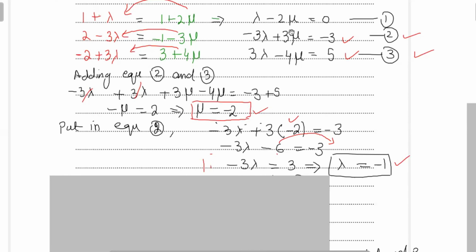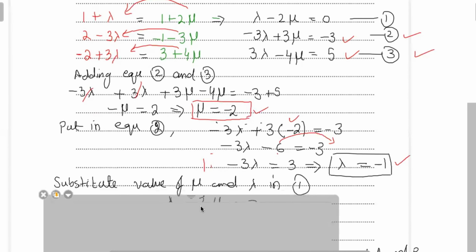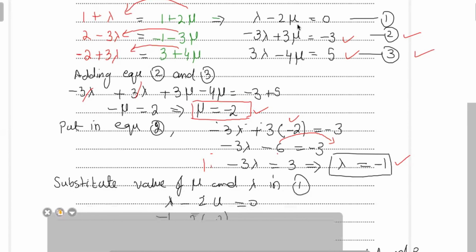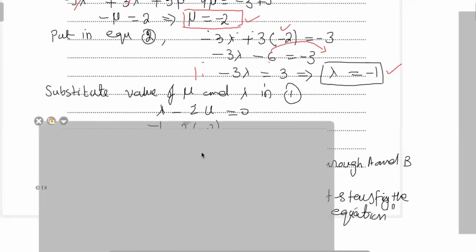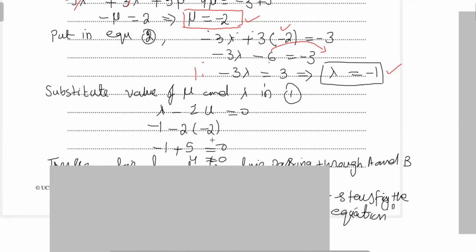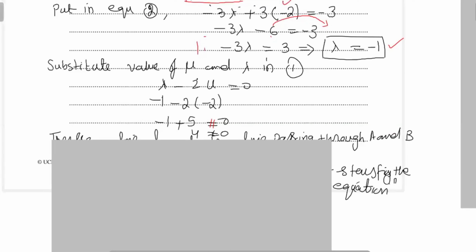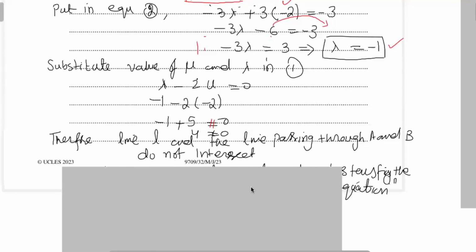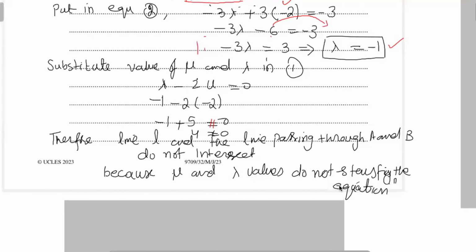Now we put this value in the third equation to see whether these two lines are intersecting or not. Now you see here, if we substitute the value of lambda and mu in this equation 1, the value becomes minus 1 minus 2 into mu value, which is minus 2, where the value of lambda is minus 1. Now we get minus 1 plus 5 equal to 0. That is 4, it is not equal to 0. We write here that therefore the values of mu and lambda do not satisfy the equation 1. Therefore we can say that the line L and the line passing through A and B do not intersect, because the mu and lambda values do not satisfy the equation.